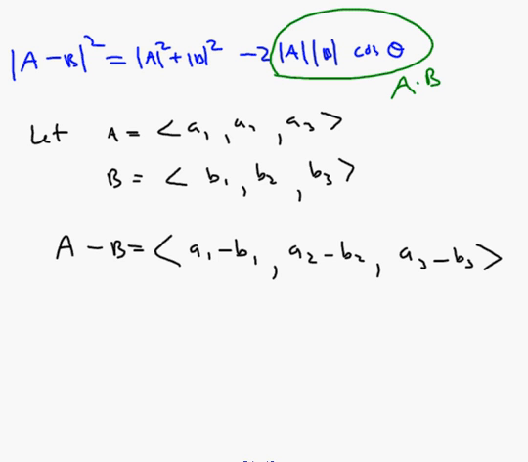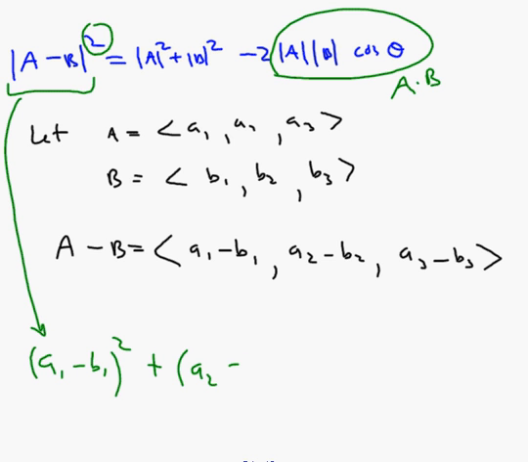Now let's look at this expression, norm of A minus B squared. We know that the norm of a vector is the sum of all its components squared and then the square root of that quantity. So the effect of having this norm squared is that you just get the sum of the squares of all the components. So this becomes A1 minus B1 quantity squared plus A2 minus B2 quantity squared plus A3 minus B3 quantity squared.